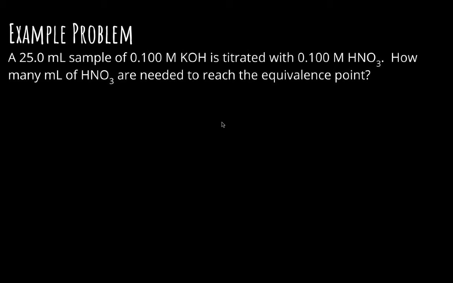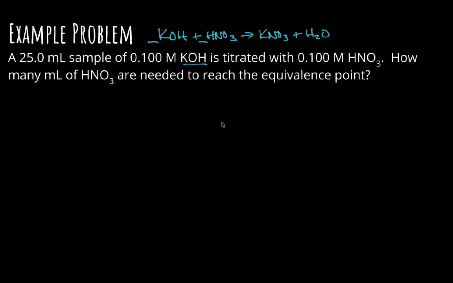So here's an example for this one. It says a 25 milliliter sample of 0.1 molar KOH is titrated with 0.1 molar HNO3. How many milliliters are needed to reach the equivalence point? So I need to know the ratio of acid to base. I have KOH plus HNO3, which is going to give me KNO3 plus H2O. And when that's balanced, the ratio of acid to base is going to be 1 to 1.